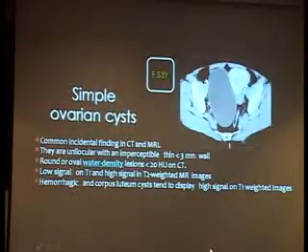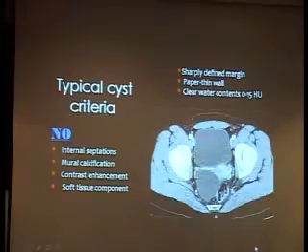Then the cyst in the ovary may enlarge and may reach a large size like this, but it will maintain the typical criteria of a simple cyst anywhere in the body. And these are 3 positive findings and 4 negative findings. The simple cyst should have a sharply defined margin, paper-thin wall, clear water content. And there is no internal septations, no mural calcification, no contrast enhancement, and no soft tissue component.